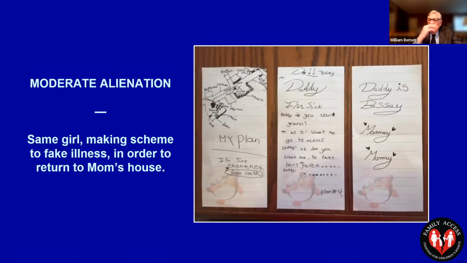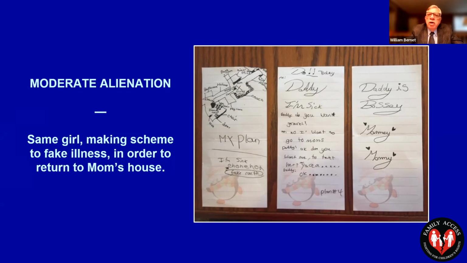Same thing here. This is kind of interesting. I'm going to have to explain this to you. She's creating a scheme of getting sent back to Mom's house by pretending to be sick. It really is a fascinating and elaborate scheme that she put in this scrapbook. And on the left-hand drawing is an outline, a floor plan of her home, Dad's home. And she doesn't have Dad's name, but she refers to her dad as him.